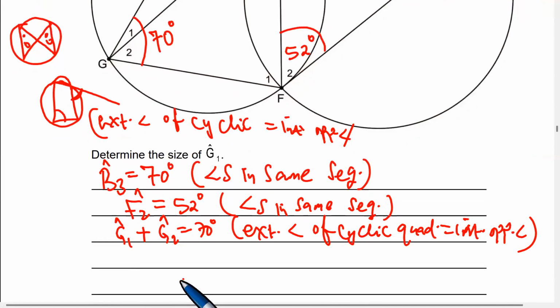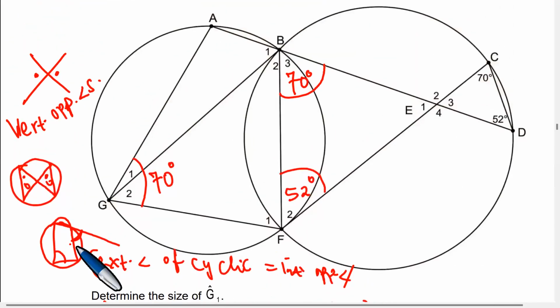So the angle here is equal to the angle there. Next, we have the angle F2 must be equal to the angle G2, which leaves G1 to equal 18. Well done. Because this is like the tangent-chord theorem, because there's a tangent here, this F is a tangent.